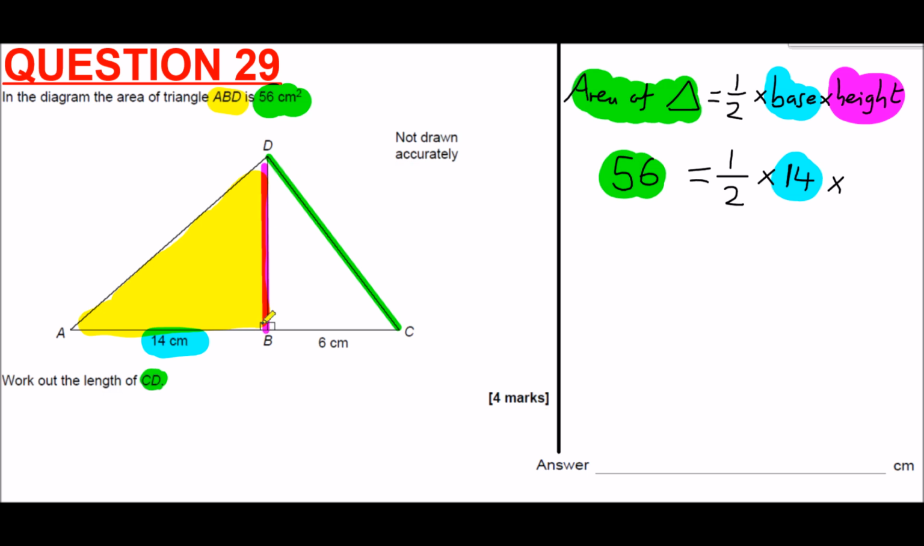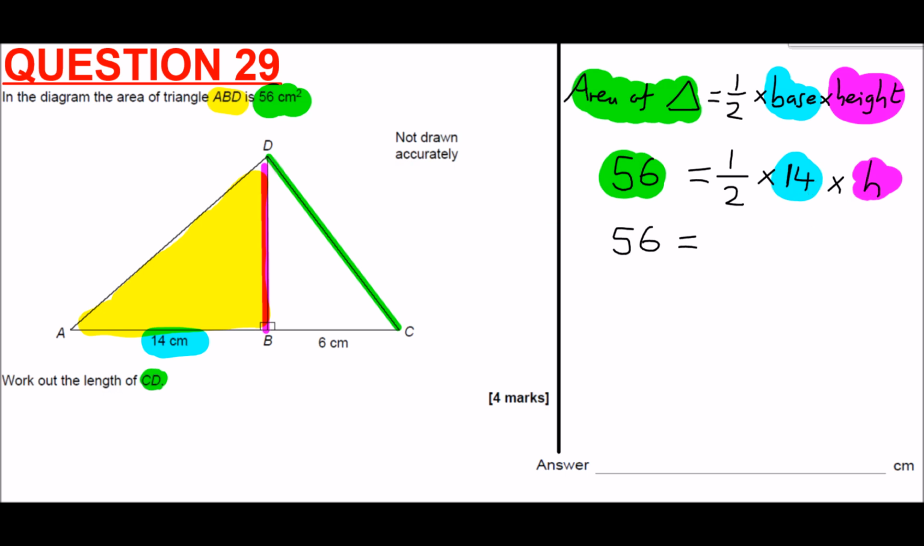Which is this length here. So we still need to work out the height. So let's call the height H, because I'm lacking in imagination these days. Anyway, never mind. So what we can do now is try to simplify this down. Half multiplied by 14 multiplied by H.